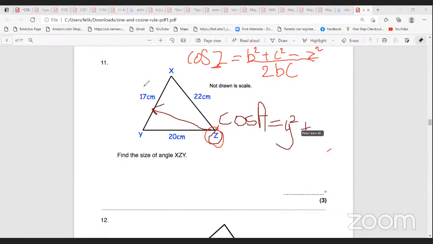No, put in the value for y. Put in the values. So put what y is and what x is. Y, I put b square. No, put in the value. What is the value of side y? It's 20. So write that down for me.